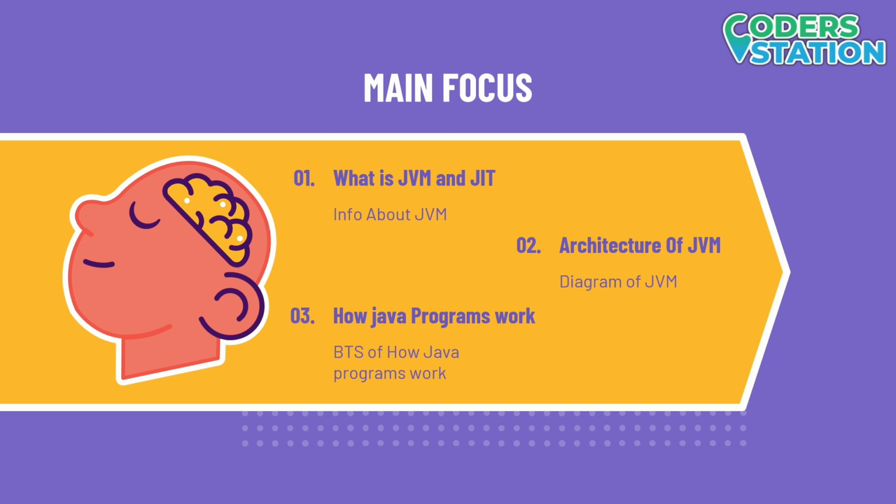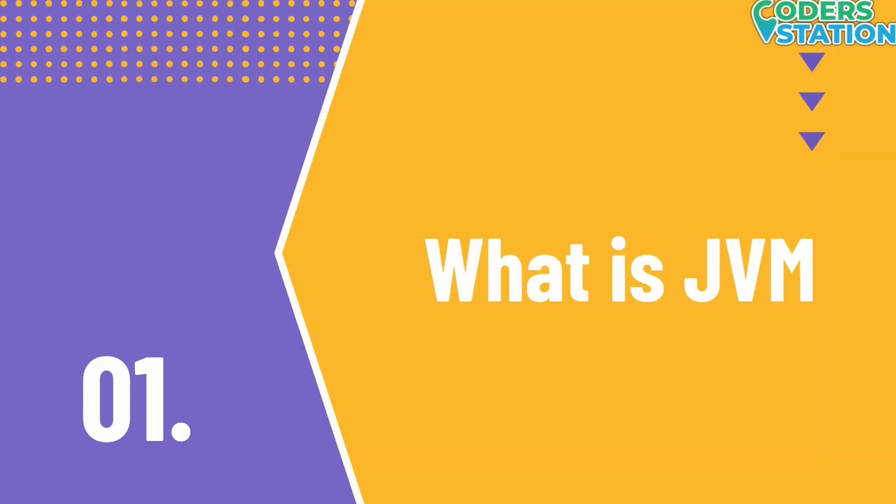We'll start first by understanding the concepts of Java Virtual Machine and then how they enable Java platform independence. We'll then explore the architecture of JVM and its main components and the functions in executing Java bytecodes. So, let us start by understanding what is JVM.